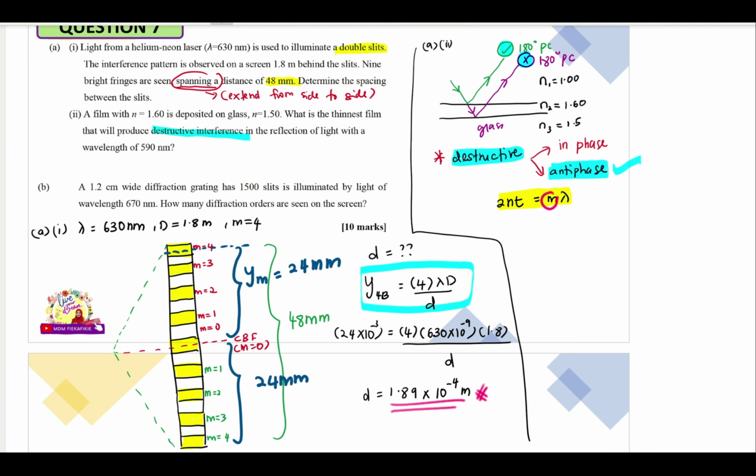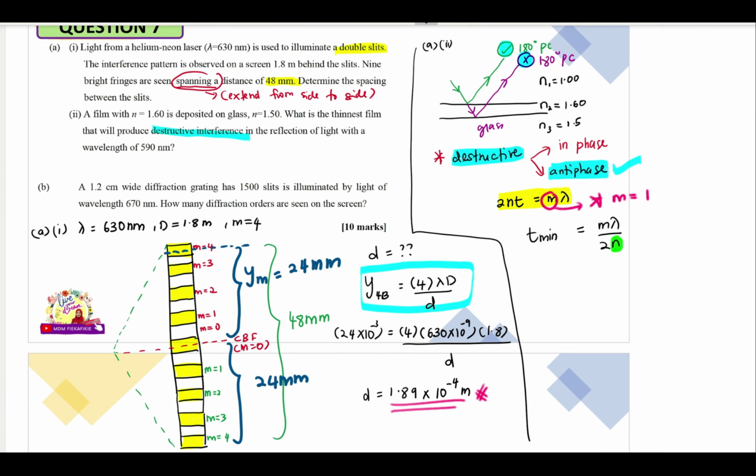Okay, m ini paling minimum. Mesti m ini tak boleh kosong, dia mesti 1. Okay, in order to calculate the minimum thickness. Okay, so the minimum thickness is equal to m lambda over 2n. Okay, disebabkan ada student yang tanya saya, n ini nak ambil n yang mana?